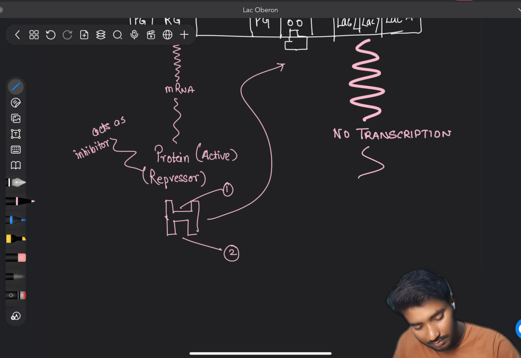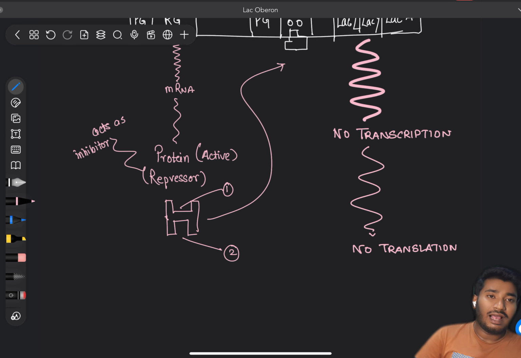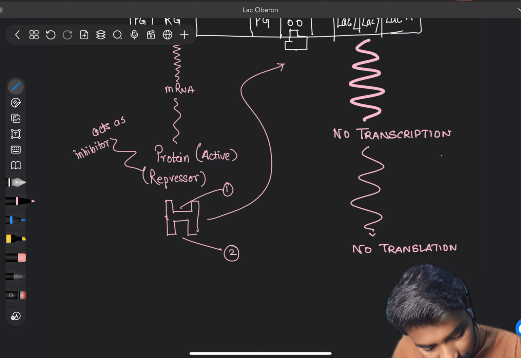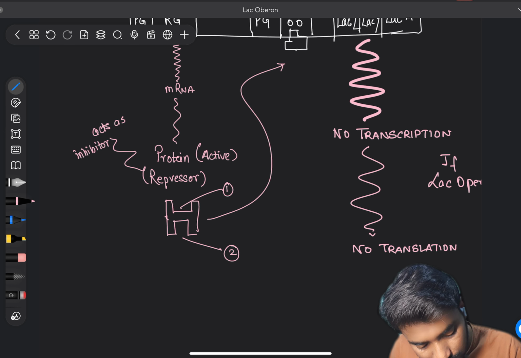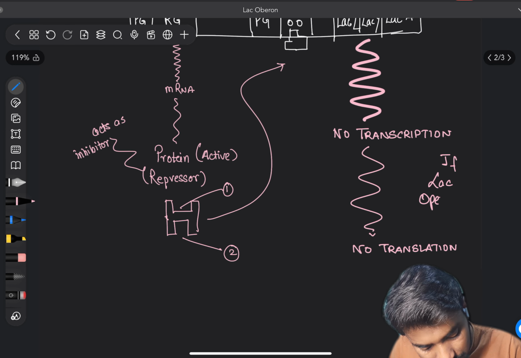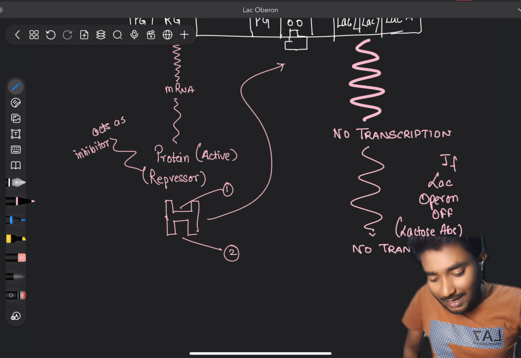Okay, no translation. If the Lac Operon is off, that is, lactose absent. Okay, completed. Now what happens?